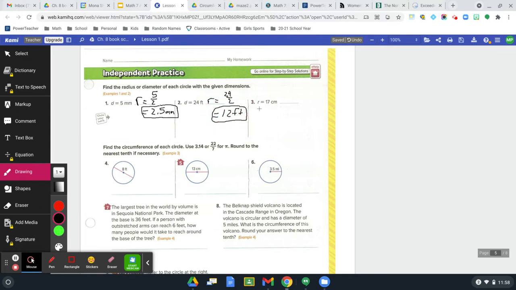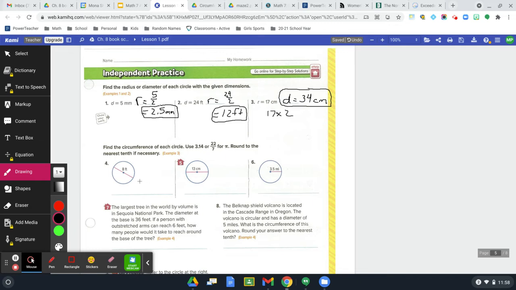Number 3, you're given the radius of 17 centimeters, and so we need to find that diameter, all the way across the circle through the center. And so that means we have to multiply 17 times 2, and that's going to give us 34 centimeters for the diameter. Okay, again, we need this to help us when we find circumference.